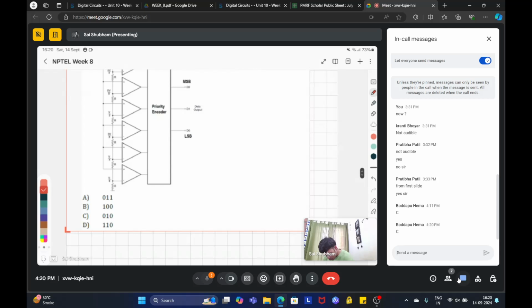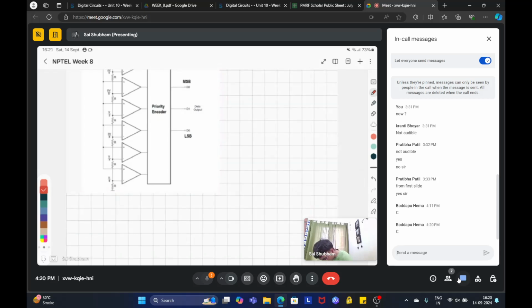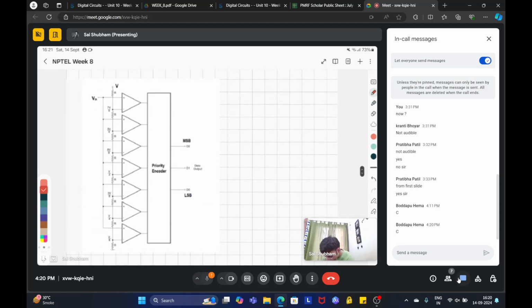So which one is MSB and LSB, sir, in the comparators? So in this decoder, this is your MSB and this is your LSB. Sir, is it like that every time? Yes, every time. Okay.